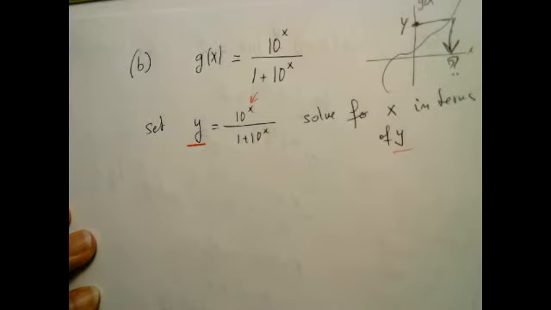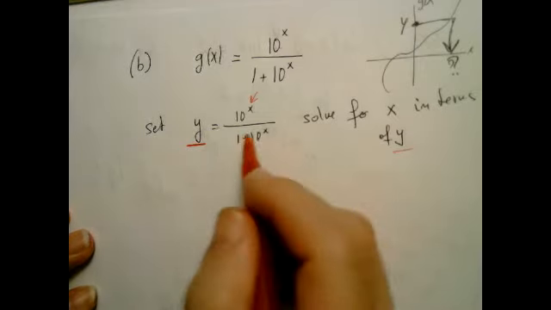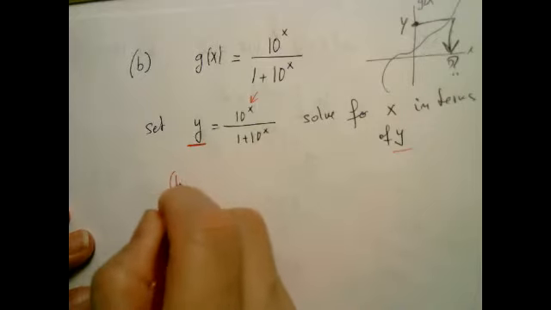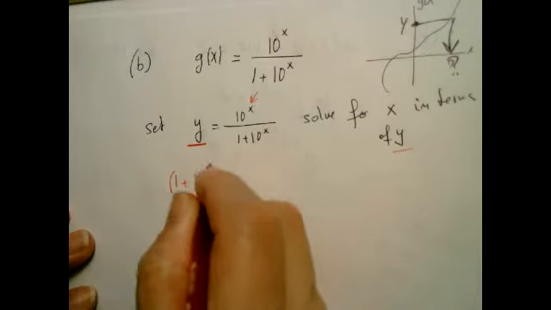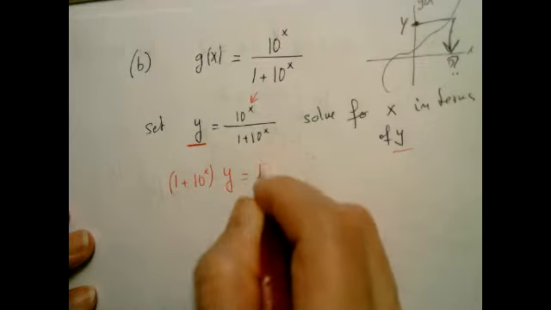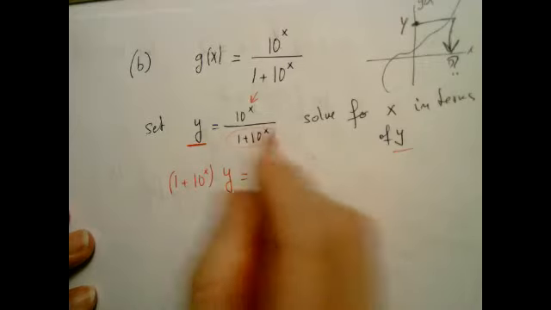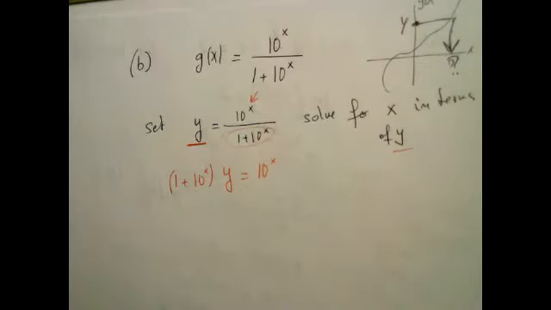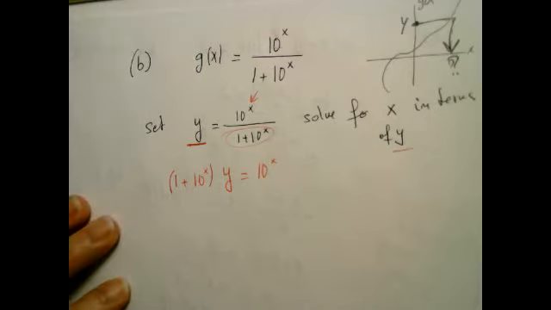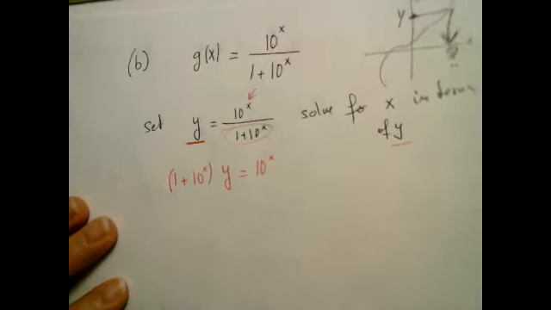Multiply both sides by 1 plus 10 to the x, okay? Because we're going to get rid of the denominator, so I follow verbatim what you tell me: y times (1 plus 10 to the x) equals 10 to the x. That's absolutely the right approach. And then remember, we have to solve for x and then take the log of each side.